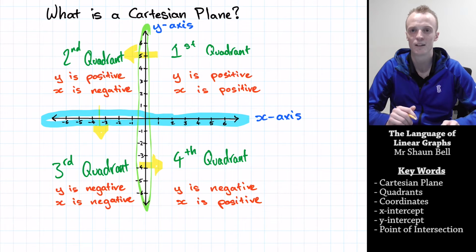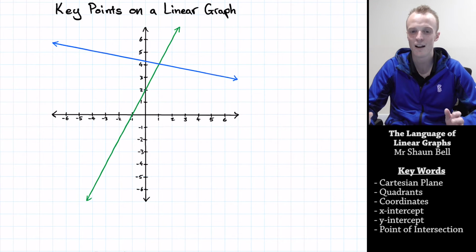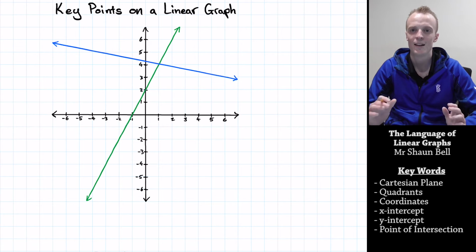But let's now have a look at some key points of a linear graph. In front of me now, I have a Cartesian plane with 2 lines drawn on there, the line in green and the line in blue. And I want to go through with you some key points that we can find from these graphs. And let's start with what is known as the y-intercept. Now the y-intercept is the point on a graph where it crosses through the y-axis.